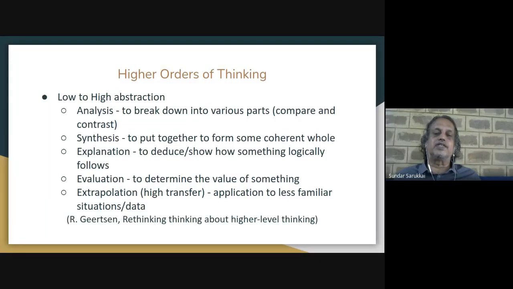This is Gerson's piece called Thinking About Higher Level Thinking. Again, you can get it on the web anywhere, or I can send it to you if any of you don't get it. Extrapolation is taking an idea in one discipline and applying it in another discipline. A lot of disciplines grow because somebody took an idea in philosophy and applied it in science. Somebody takes one in physics and applies it in biology. Somebody takes something in biology and applies it in economics. And somebody takes something in sociology to history. That's a far different type of thinking, and that's the highest form of thinking, according to Gerson, in terms of abstractness.